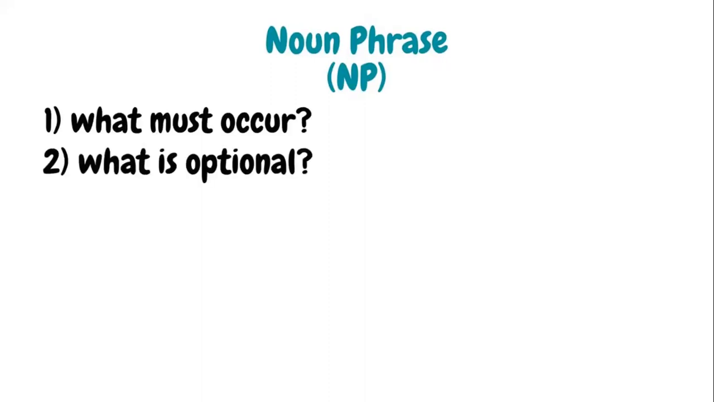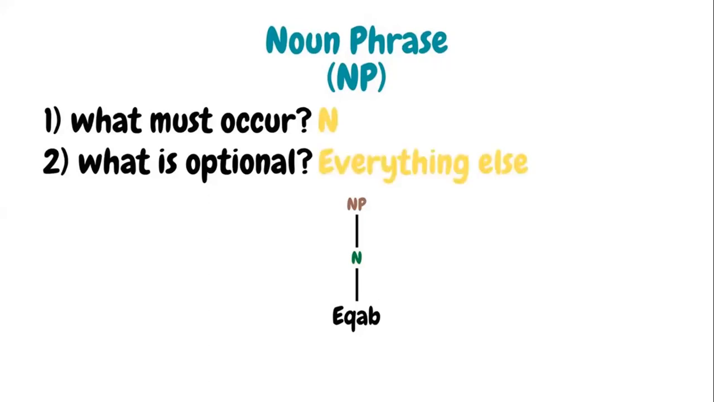The simplest noun phrase we can think of consists of one word. I know it sounds weird that the whole phrase consists of just one word, but this is technically true. So let's say, for example, إعجاب. إعجاب, of course, is a noun. And this noun here forms the noun phrase entirely. But notice that there's nothing else here along with إعجاب. What this means is that the only thing that must occur in a noun phrase is a noun. What is optional? Well, everything else is optional.